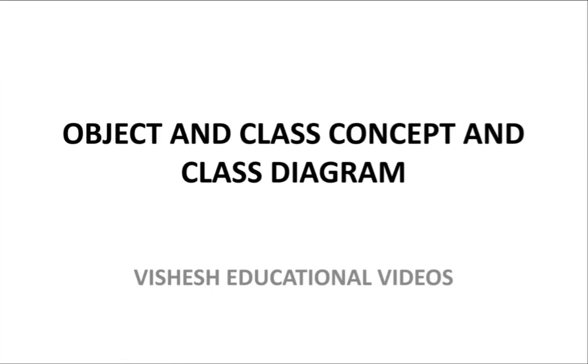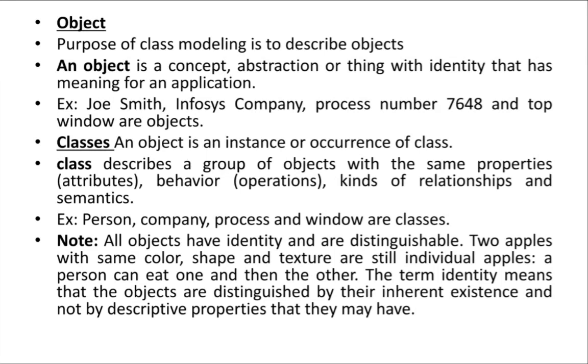So let me begin the explanation of object and class, and along with that what is actually a class diagram. So what is an object? First of all, class modeling is used to describe the objects. Before understanding what is class modeling, you need to understand what is an object. An object is a concept, or an abstraction, or a thing with identity.